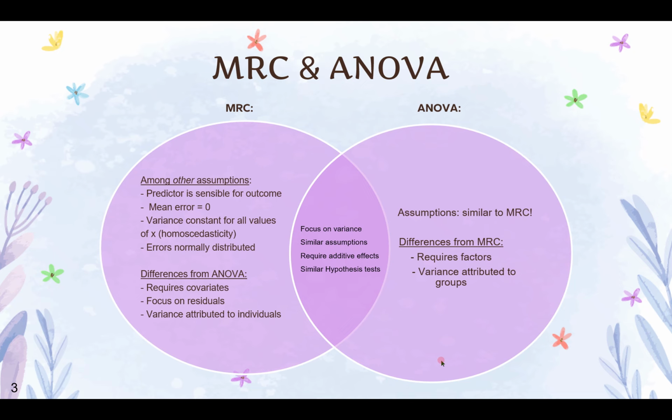But first, MRC, basically among other things, the purpose of it is to have more predictor specification, and overall the purpose of ANOVA is to test variance. So some of their similarities would be their focus on variance and their similar assumptions. We can see that MRC assumes that the mean error equals 0, and MRC also requires covariates, whereas ANOVA requires factors.